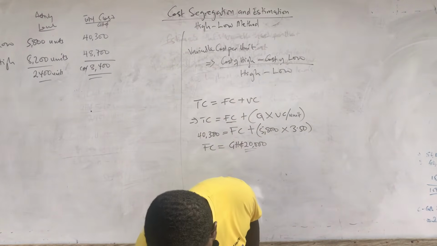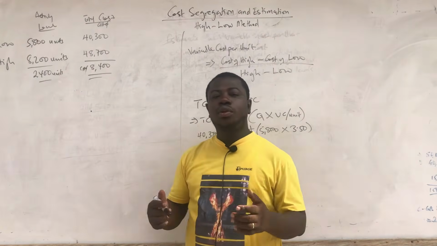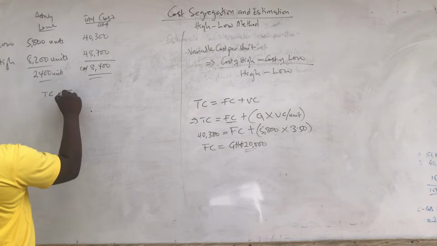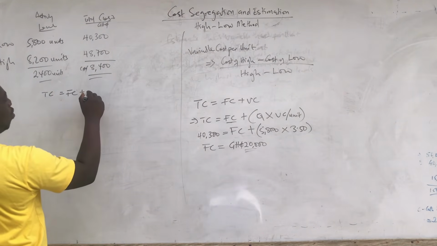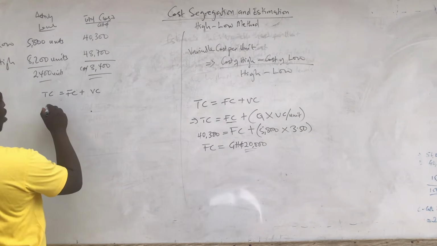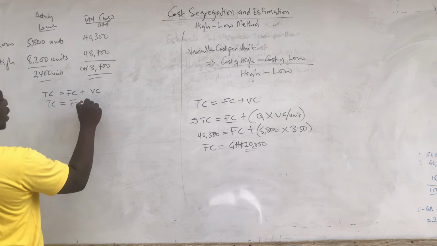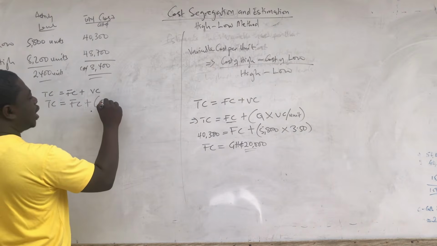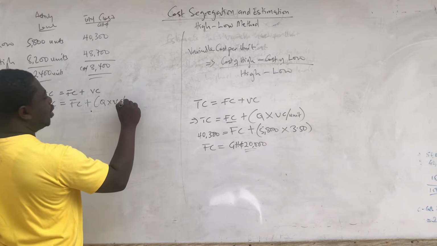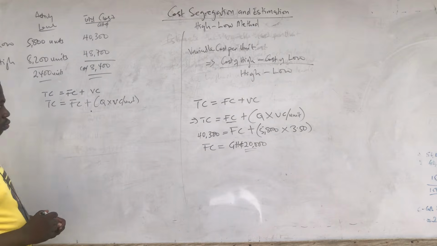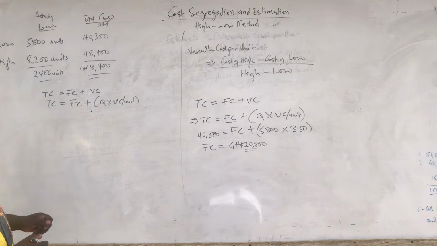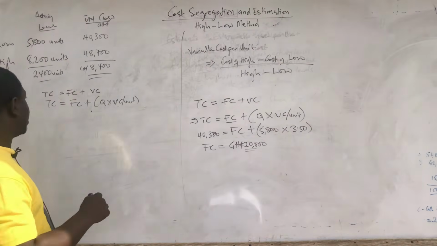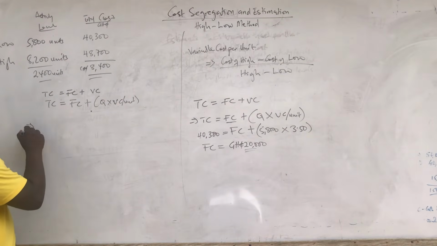Now, the total cost function, like I said, is your total cost equals to fixed cost plus variable cost. And this variable cost is the same as your quantity times the variable cost per unit. Okay? And so this is how it's going to be. And so now that we have our fixed cost and then we have the variable cost per unit, we can put them into this and find the total cost function.